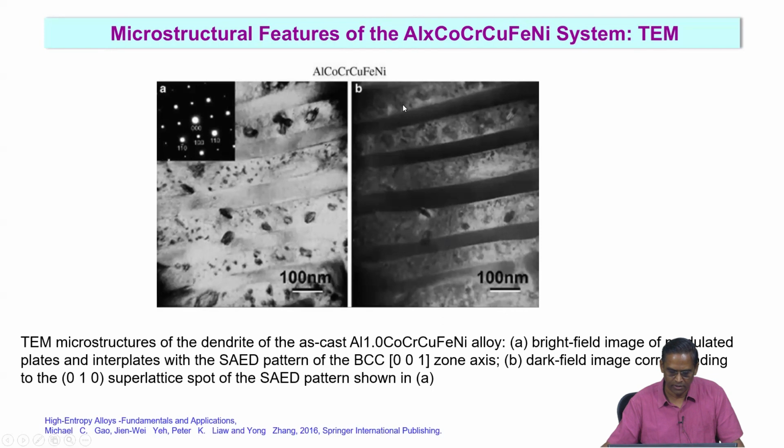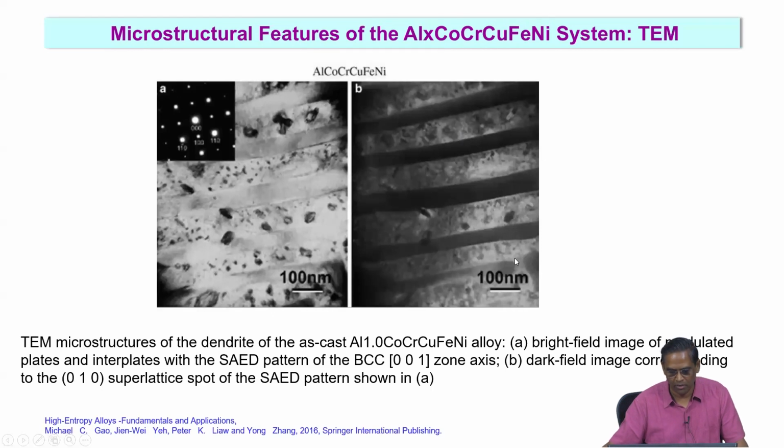and here B is a dark field image corresponding to the 1010 superlattice spot of the SAD pattern shown in A. So, what you have is a composite pattern. Not all of them are fundamental reflections. You have a fundamental reflection which shows as a square here. They are all fundamental reflections, that is the 001 type zone axis, and then in between you see the superlattice reflection. So, you form a dark field image by one of these superlattice reflections, then you get this kind of an image.